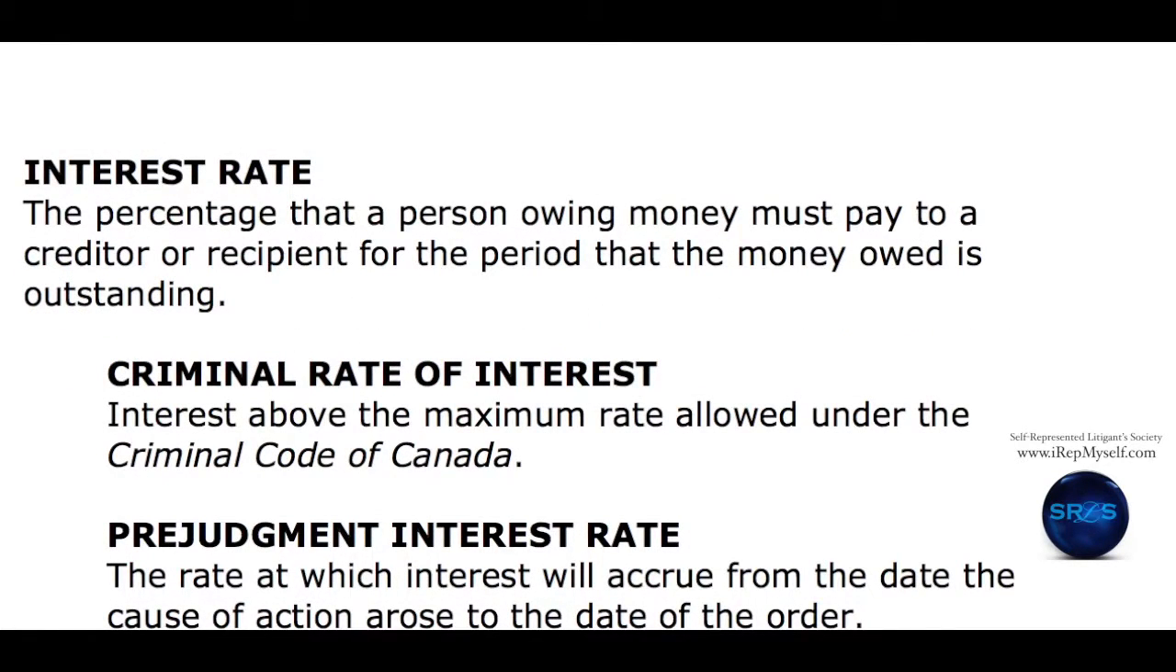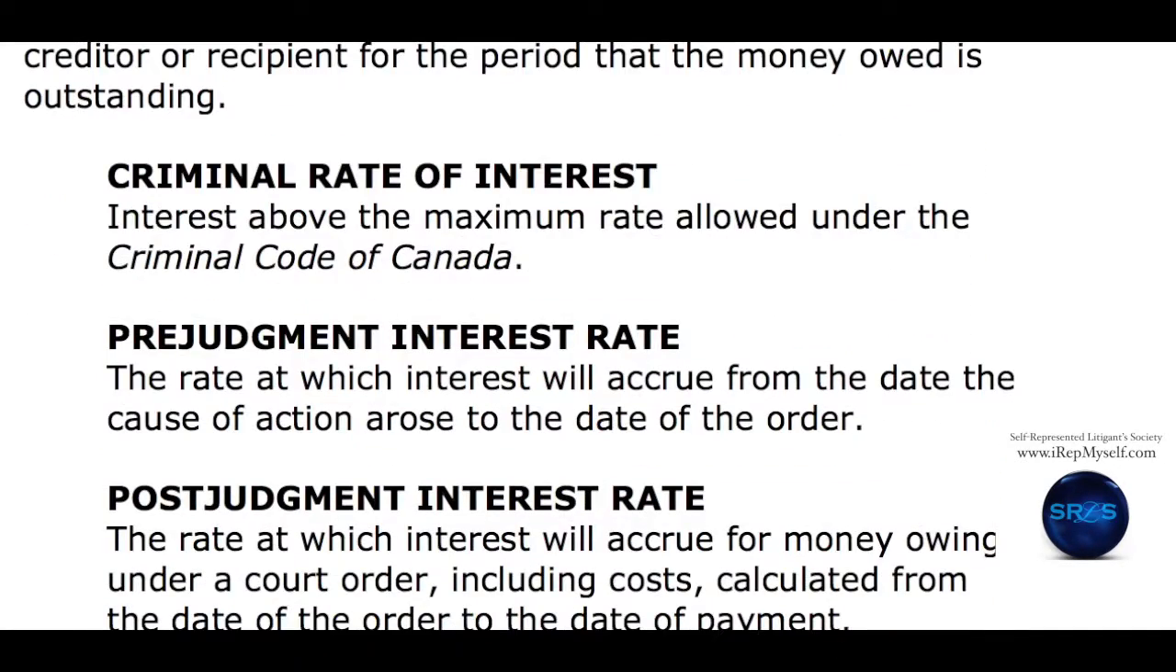An interest rate is the percentage that a person owing money must pay to a creditor or recipient for the period that the money owed is outstanding. The criminal interest rate is the interest rate above the maximum rate allowed under the Criminal Code in Canada.